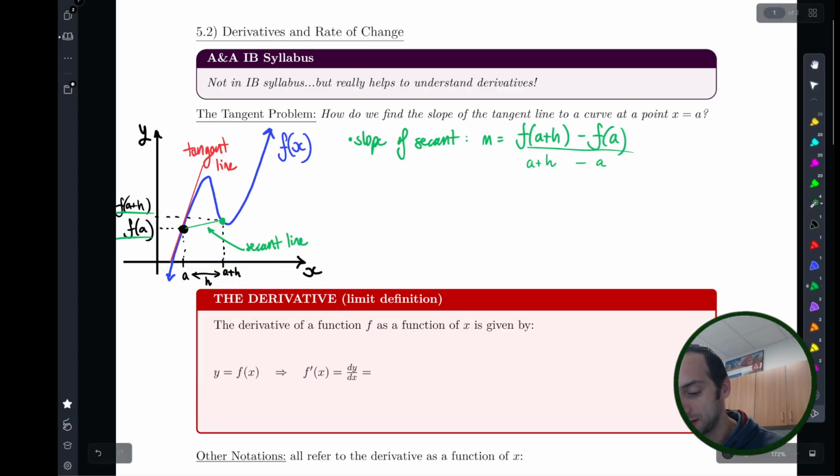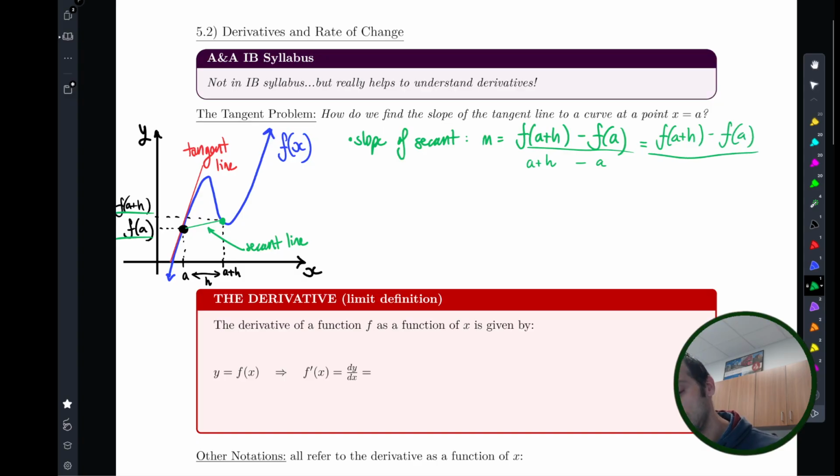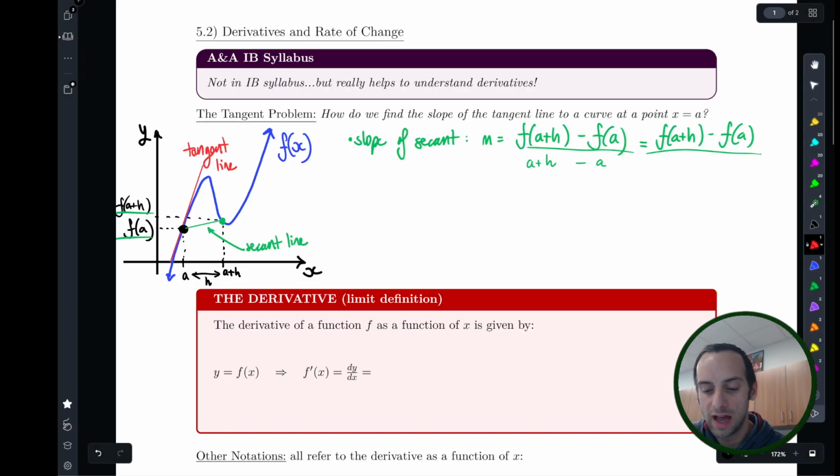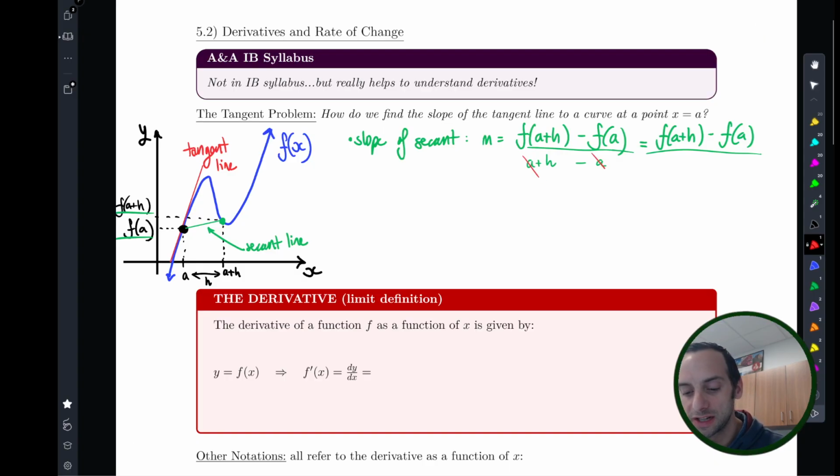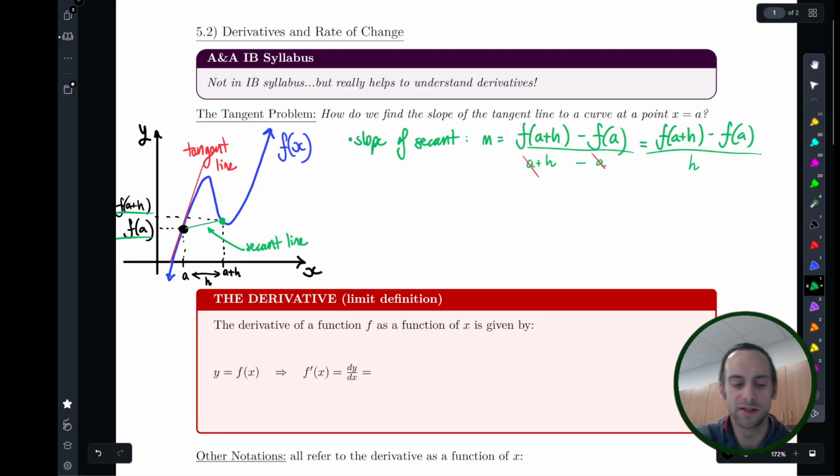Okay. We can simplify this down a little bit. Nothing really changes in the numerator. It's still f of A plus h minus f of A, and then this is divided by A plus h minus A. It's pretty clear to see these two A's cancel, so we're just left with h in our denominator.